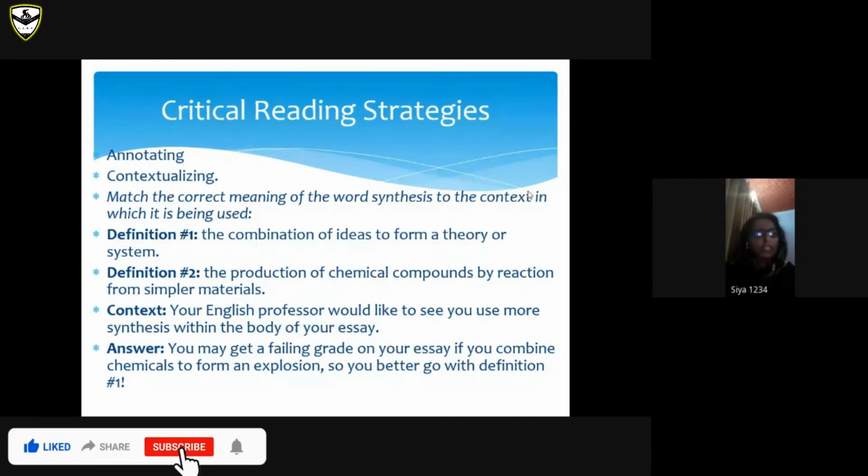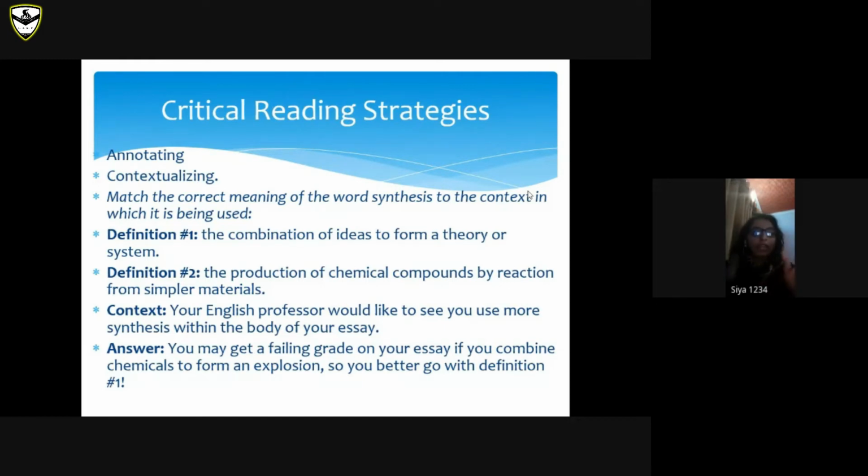Contextualizing. Contextualizing means when you contextualize a text, you place it within the original or historical context. You are actually understanding the text within the context of that text. For example, a simple one: there are two definitions given for synthesis. The first definition is the combination of ideas to form a theory or system. And the second one, synthesis, means the production of chemical compounds by reaction from similar materials.